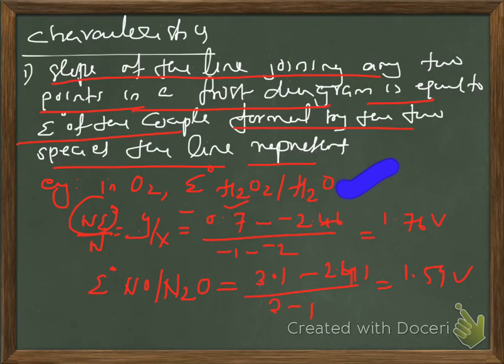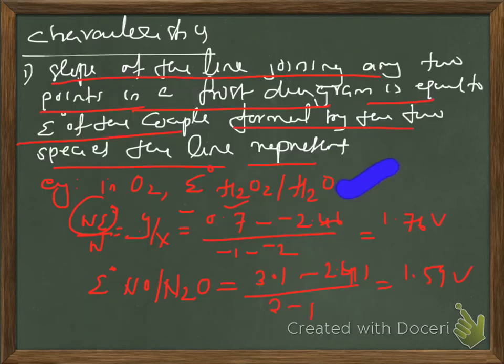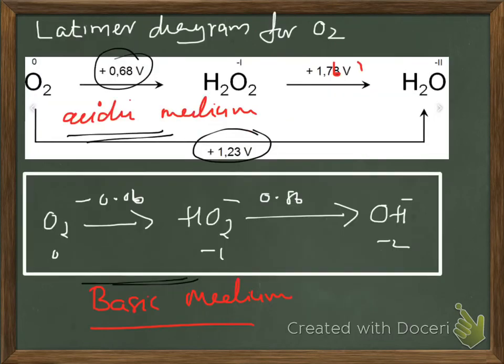For H2O2 it is minus 1 and for water it is minus 2. So you will get minus 2 here and minus 1 here. So minus 1 minus 2, minus of minus will be plus, then you will get 1.76 as the potential. This is true in the Latimer diagram also, 1.76 volt.